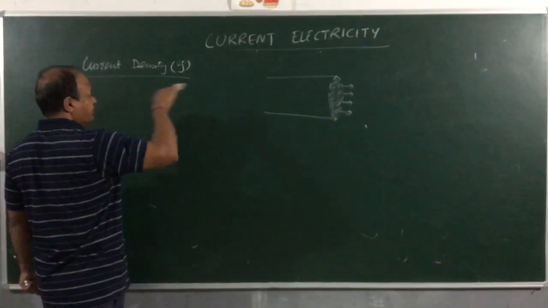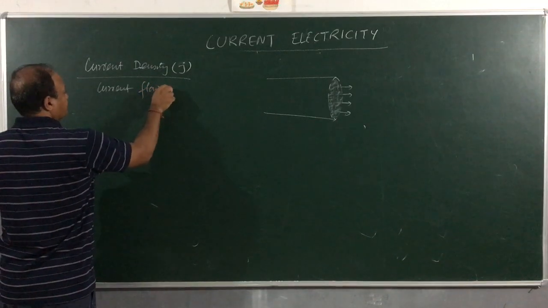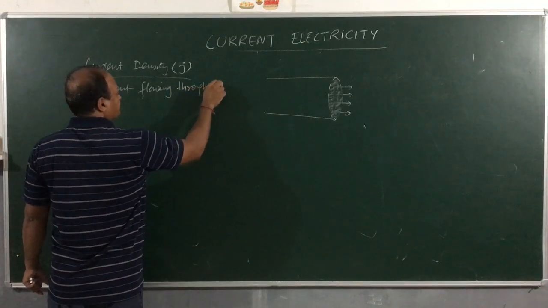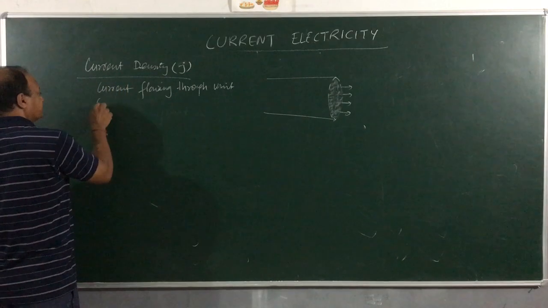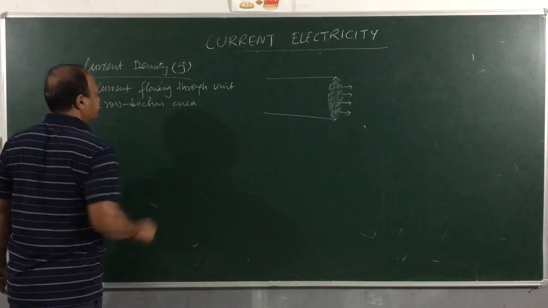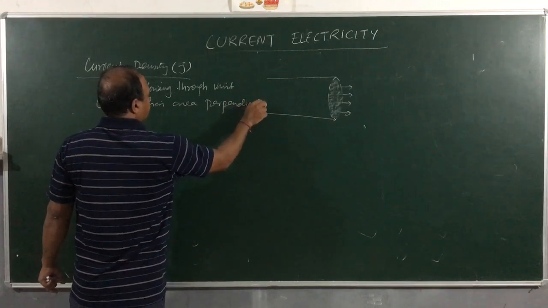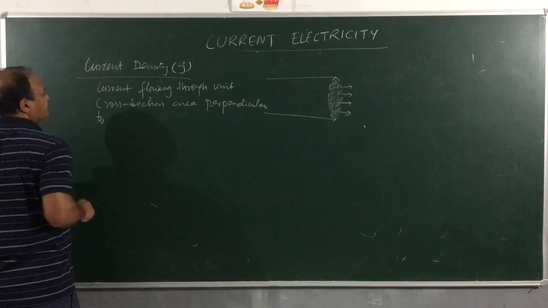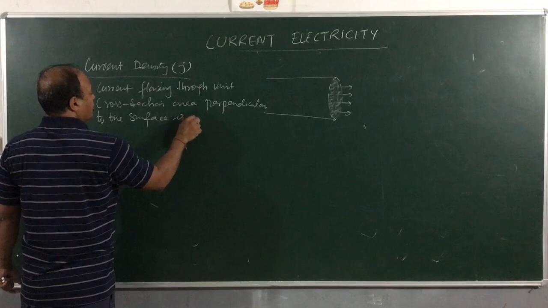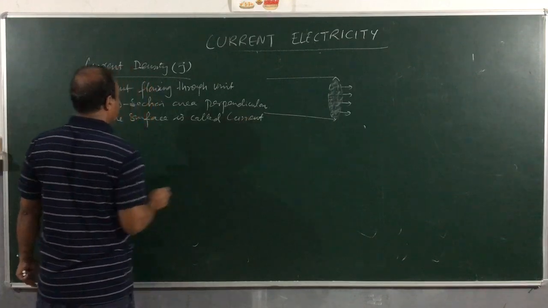Current, because it flows in a fixed direction. Current flowing through unit cross section area perpendicular to the surface is called current density.